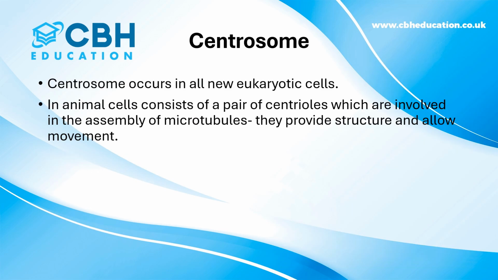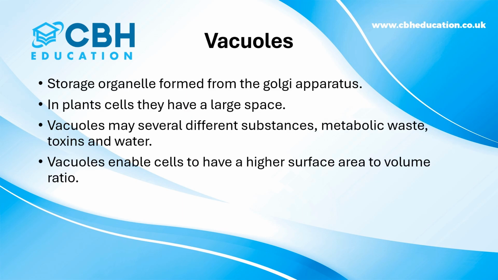So the centrosome occurs in all eukaryotic cells. In animal cells, a pair of centrioles are involved in the assembly of microtubules, and they provide structure and allow movement. So, vacuoles are a storage organelle which is formed from the Golgi apparatus. In plant cells, they have a large space. Now, vacuoles consist of many different substances, including metabolic waste, toxins, and water. And one of the key things is it enables cells to have a higher surface area to volume ratio.